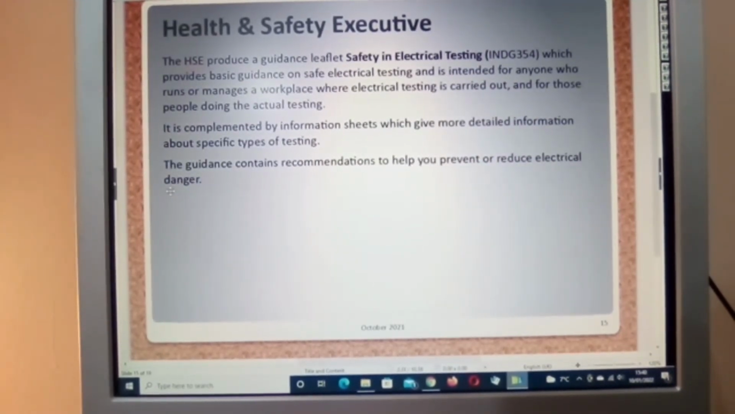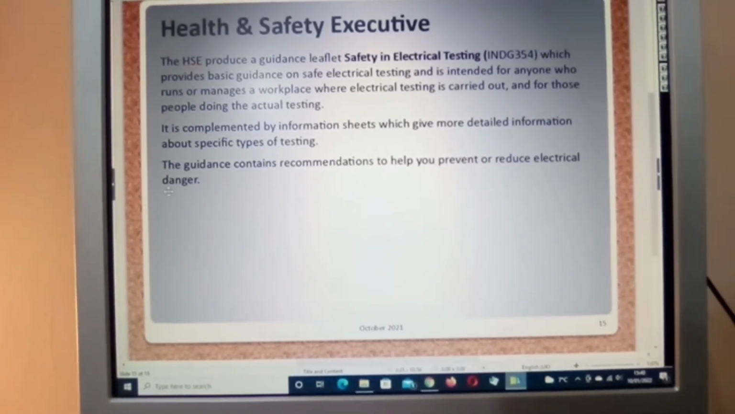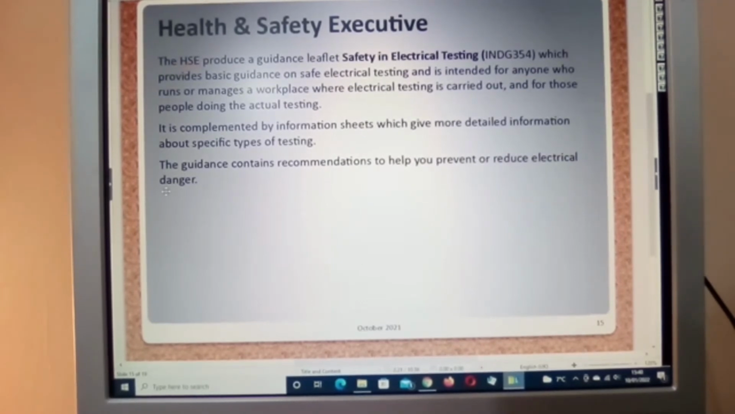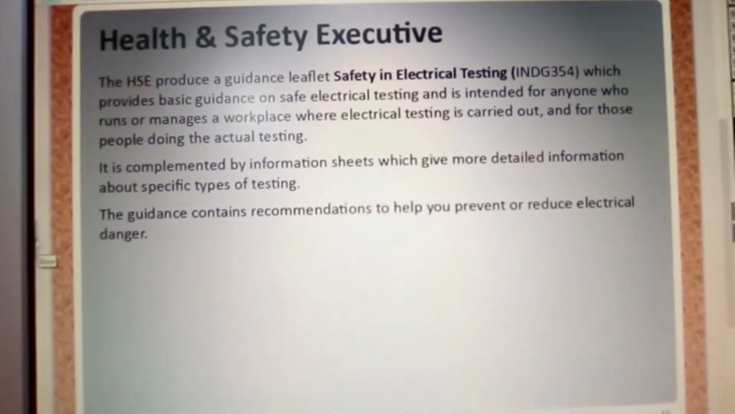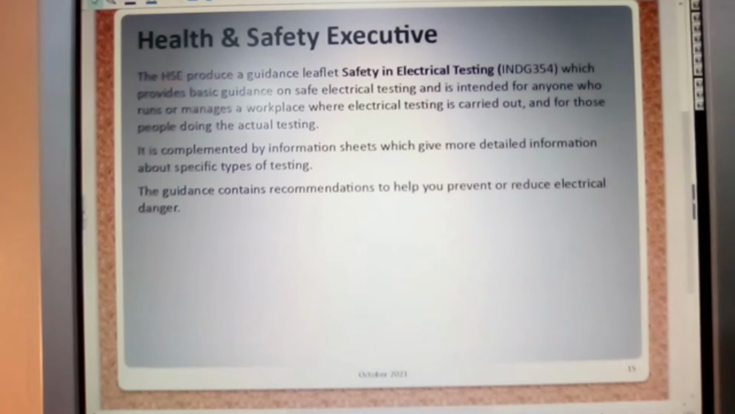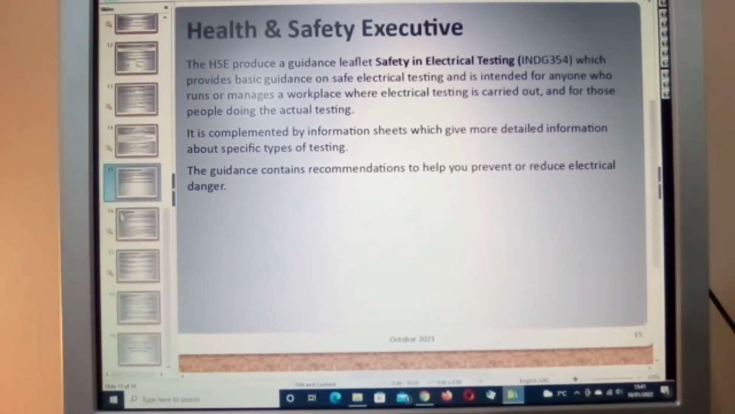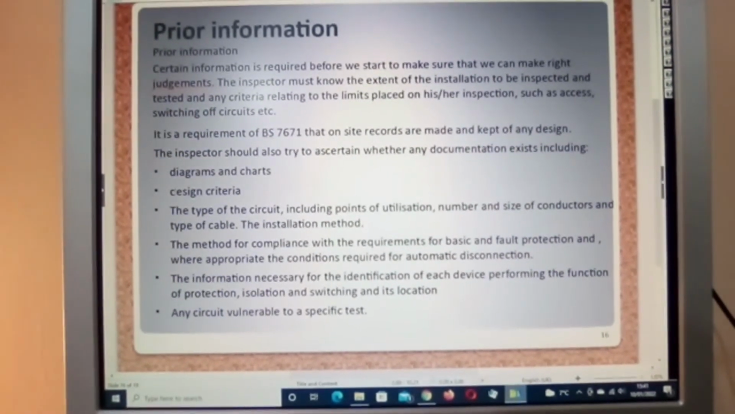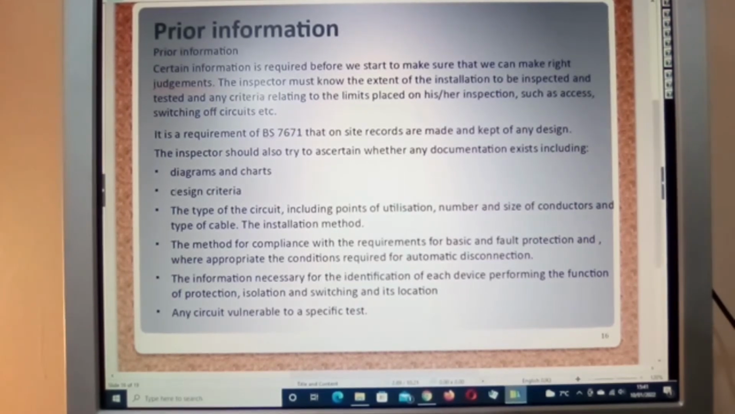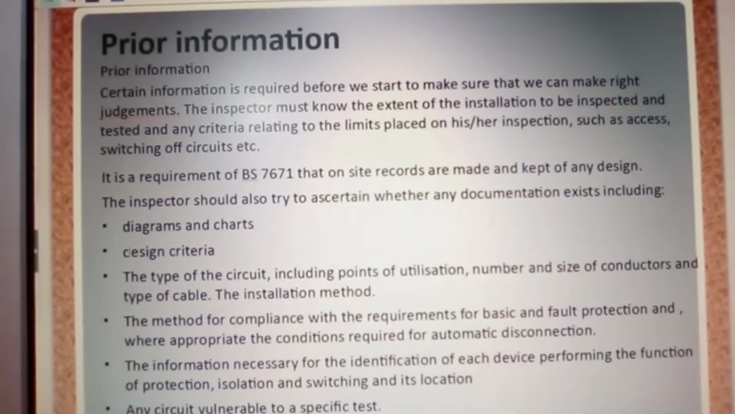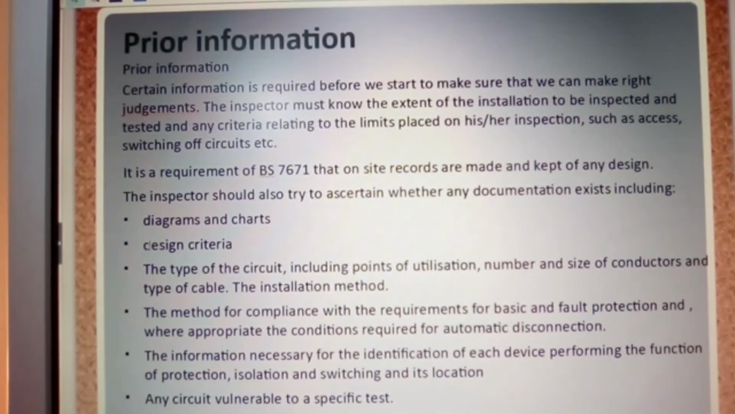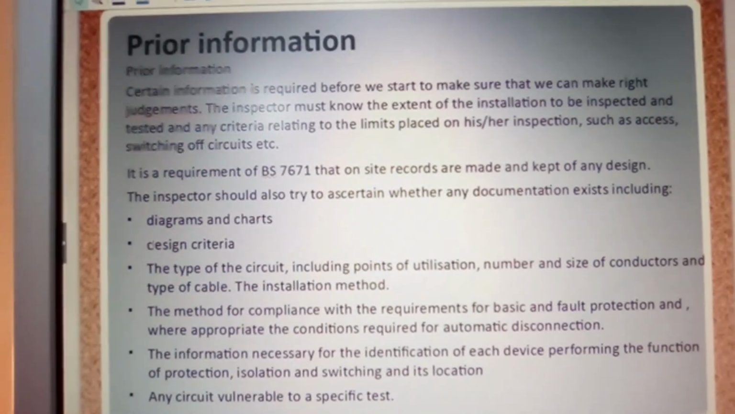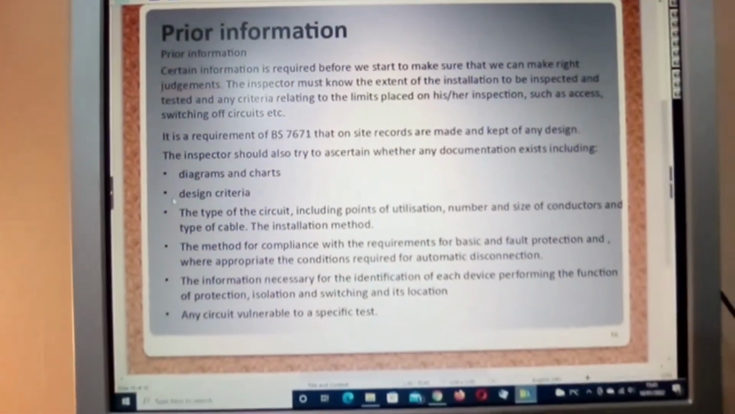Health and Safety Executive, etc. Be aware that these people have the power to carry out their own inspections as such. And look at their guidance leaflet in regards to electrical safety testing. Okay, information here is for you to read, and that is for you to know and get familiar with, the full task of reading this information for yourselves. Okay.